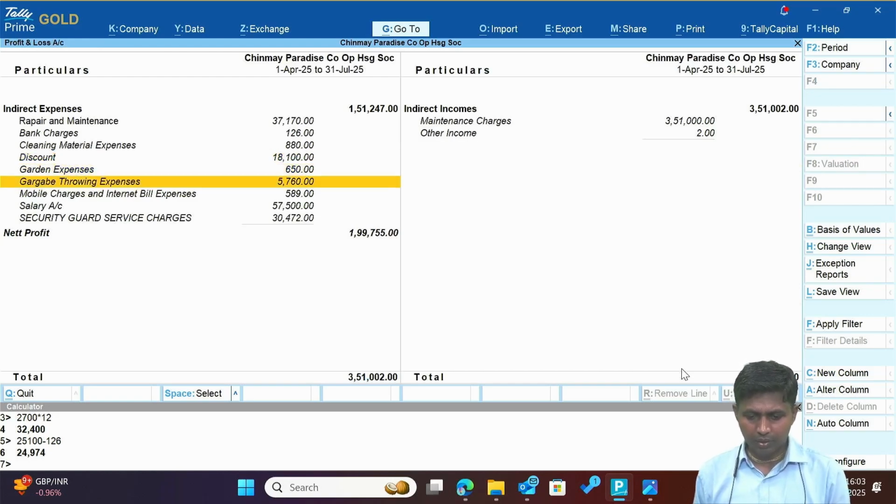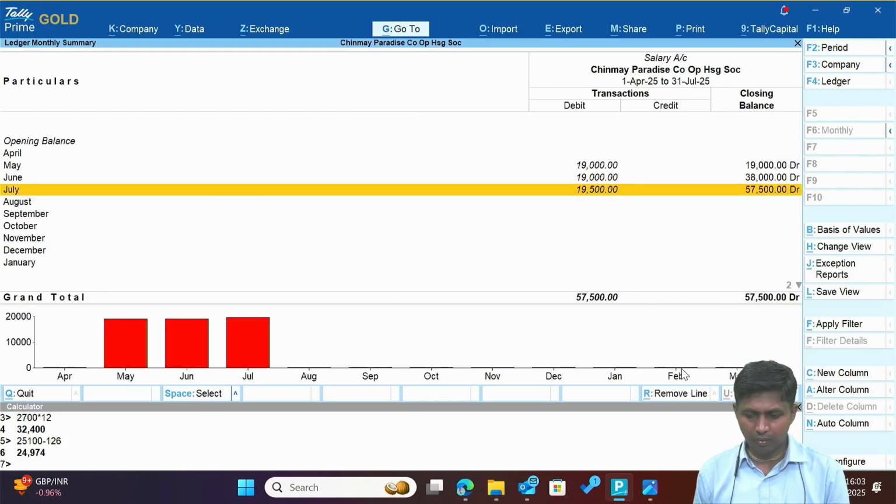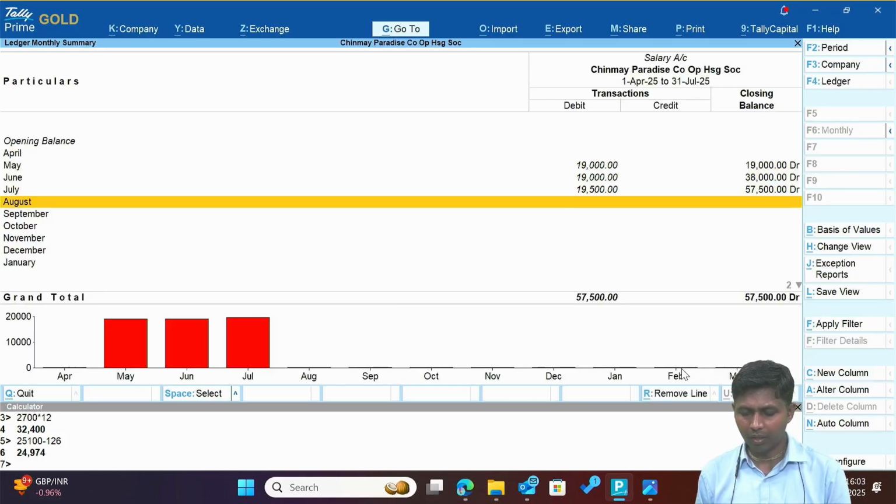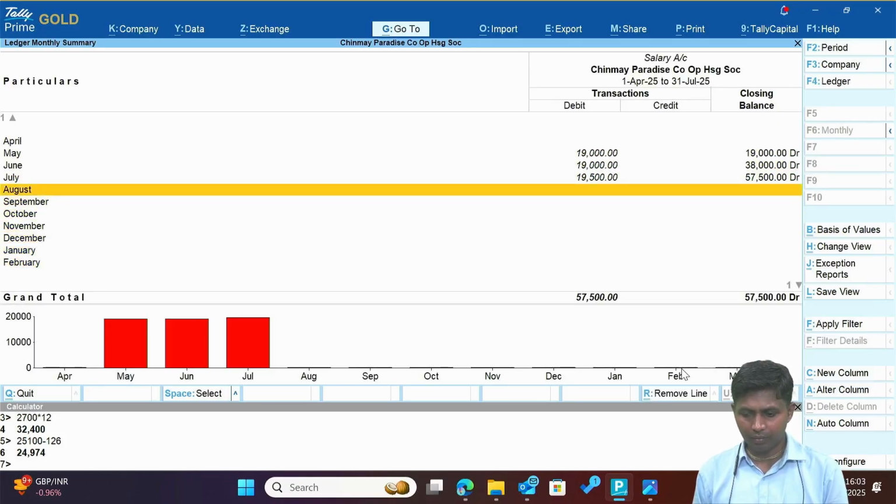Then garden expense, that is okay. Garbage throwing also okay. Mobile charge okay. Salary, now check whether all month salary is there. In the scrutiny, you'll find one amount in every month. If that is there, then we are on the correct track.